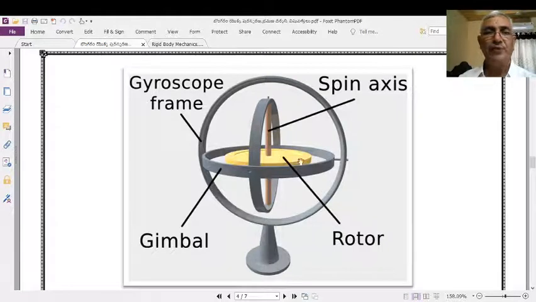And if we observe what we have explained so far, this one is a spinning disc about this axis. The spinning disc about this axis is known as the rotor. Now the axis is fixed to this frame. The axis of the spinning disc is fixed to this frame.